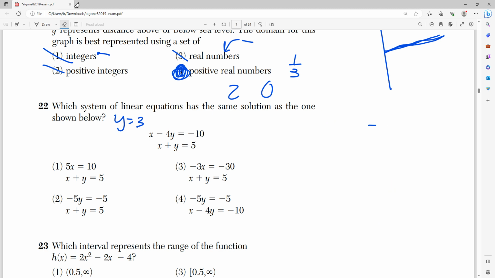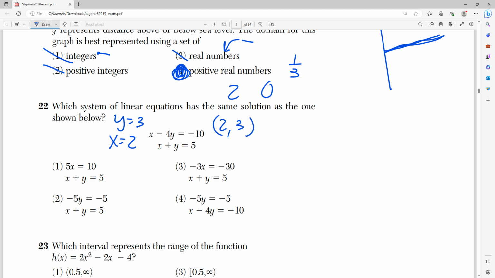That'll give us some more space to work with right here. So if we know y is equal to 3, x plus 3 is equal to 5. That means that x has to equal 2, right? So our solution set, right? Our solution is going to be (2, 3), right?